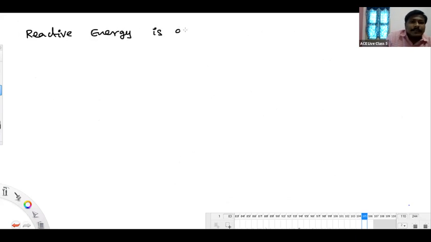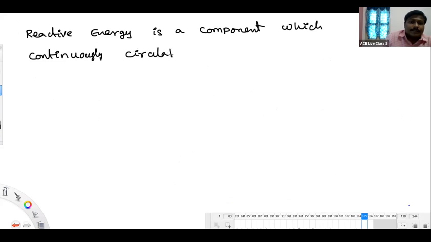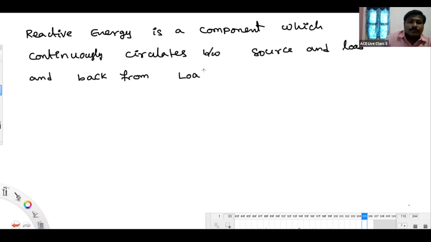is a component which continuously circulates between source and load and back from load to source. Load to source. Back from that load to source.